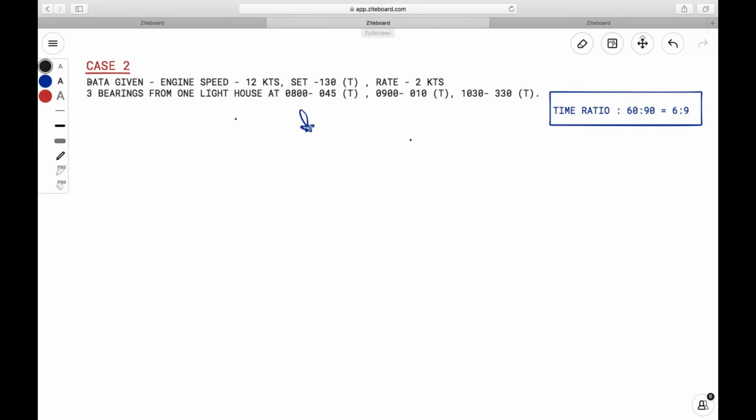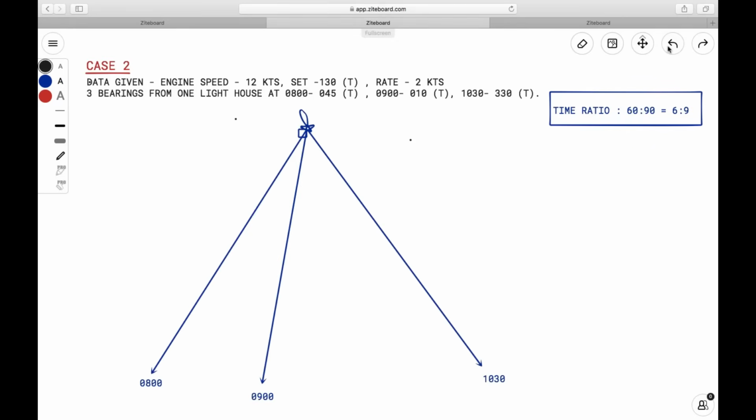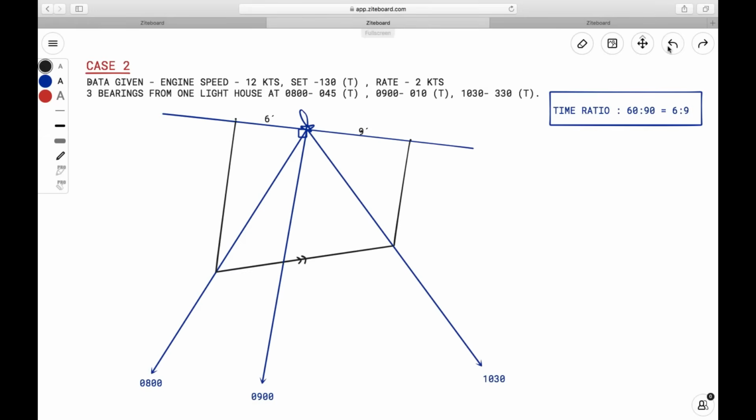So let us begin. If this is the lighthouse, we already found the time ratio, because finding the CMG is common for all cases, 6:9 and 6:9. So this is the lighthouse. The same way we did before to find CMG, we found CMG. You know how we did it: we got the 3 bearings, we divided 6:9, and what we found in the previous problem, the same way. Till this it's the same thing. So let us now proceed to the rest of the question.